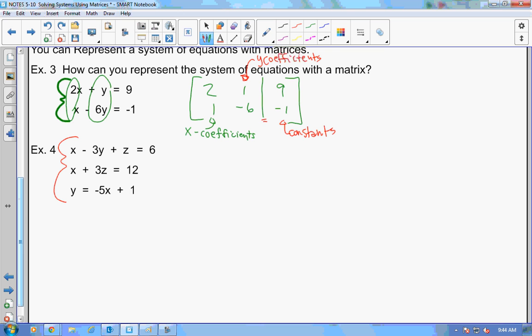Okay, so I would start with the one that has all the terms. Which equation has all of the terms and isn't missing any? The first one, is it in order? Yeah, it's in order. Okay, Andrina, can you tell me what to write to represent that first row in our matrix?